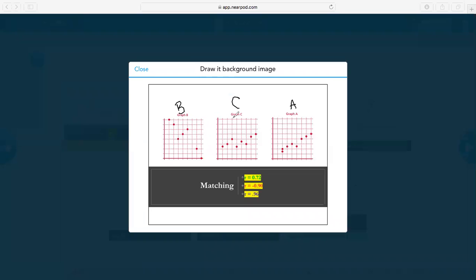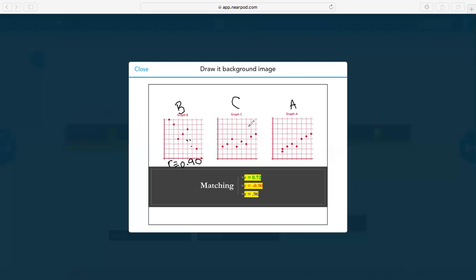All right, Alexa, graph B, which R value do you think it goes with? Yeah, so this is the only one that had a negative R value and it has a negative slope. So that one had to go with that one. Even though, again, I think this could be a little bit more compact.